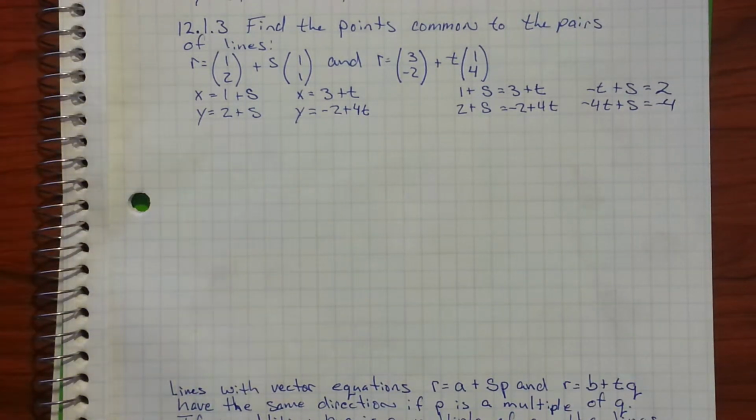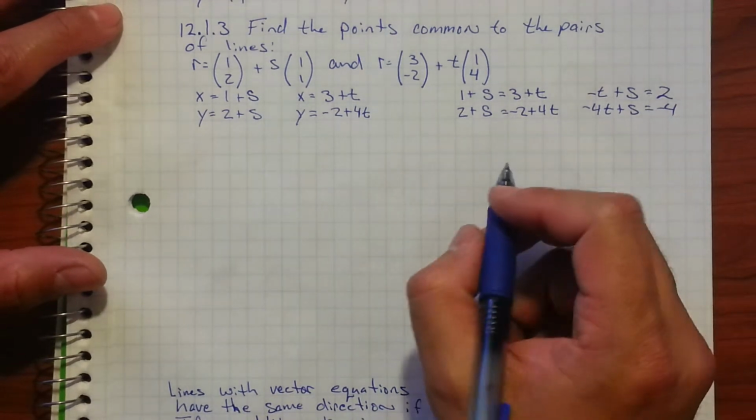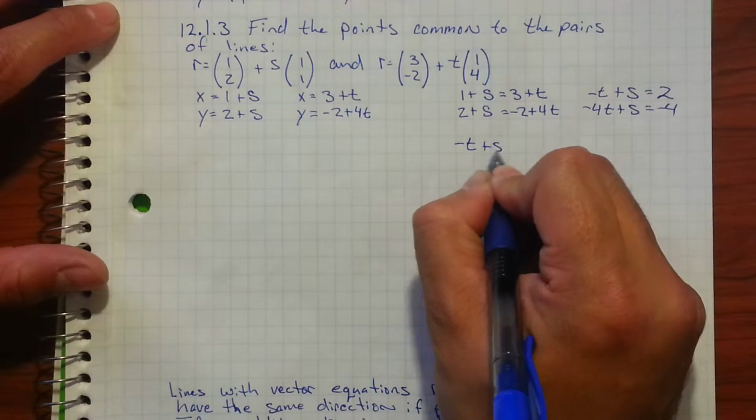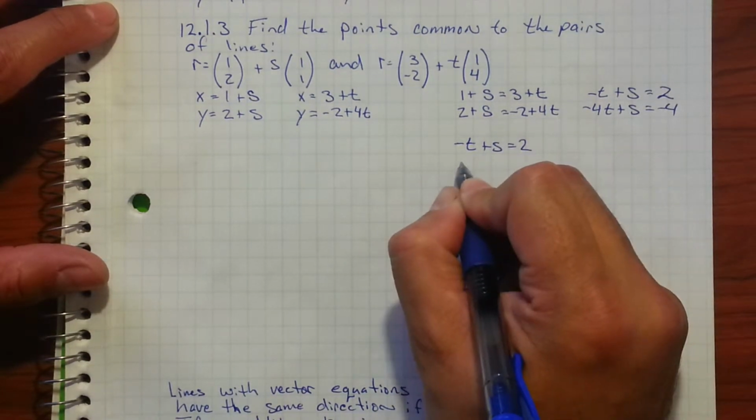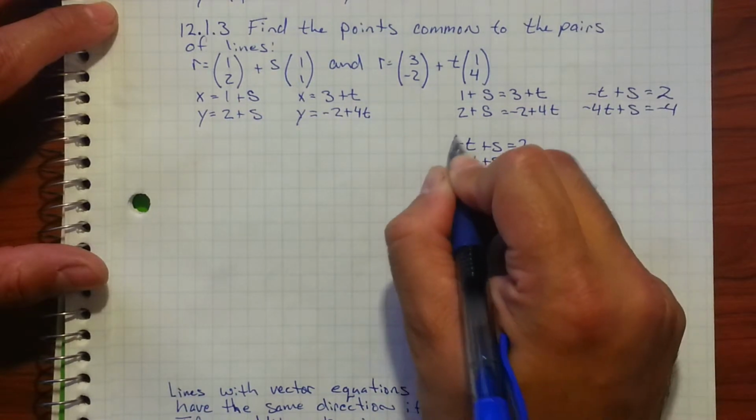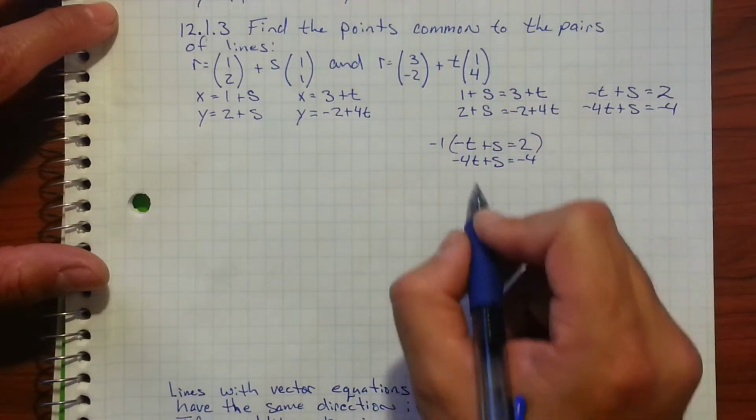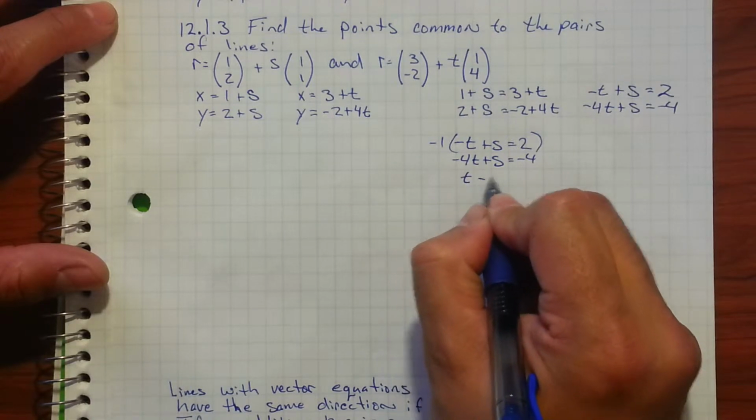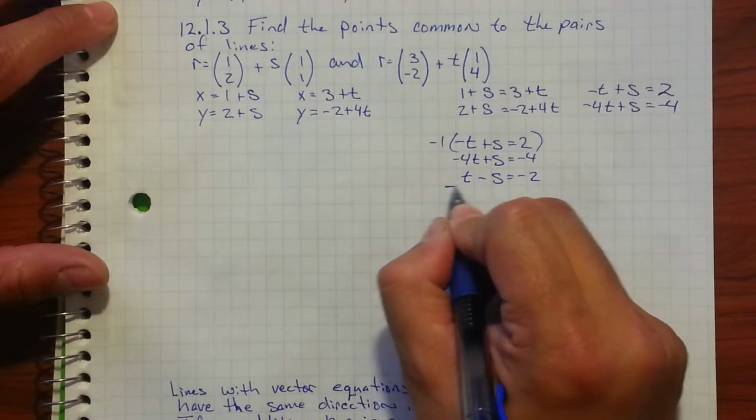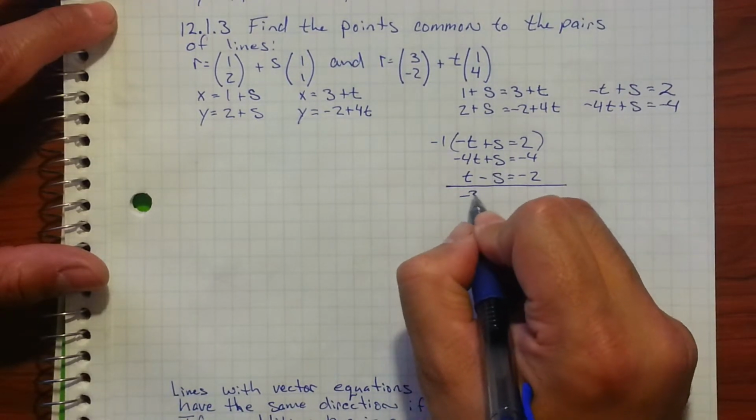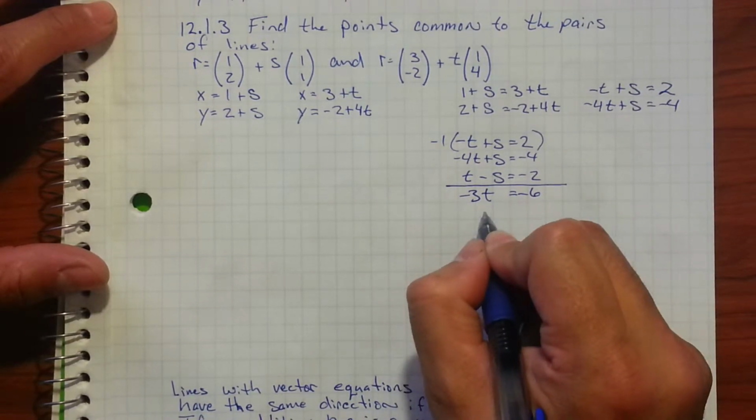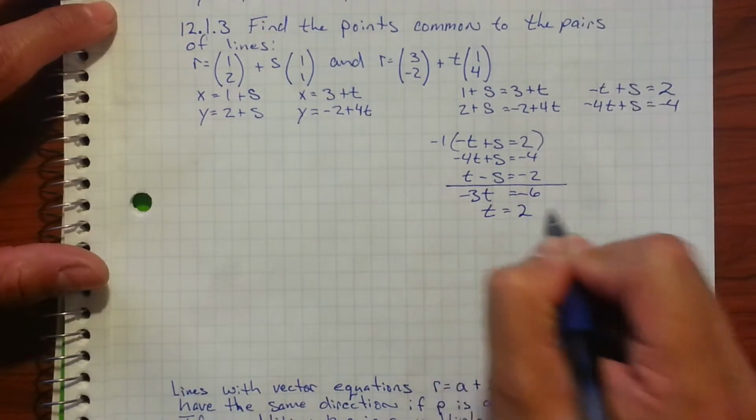So now I could work with this as a system of equations. So I have negative t plus s equals 2 and negative 4t plus s equals negative 4. Multiply this one here by a negative 1. So I should get t minus s equals negative 2. So let's do our math on this one right here. So I get negative 3t is equal to negative 6. Divide by negative 3, t is equal to a positive 2.